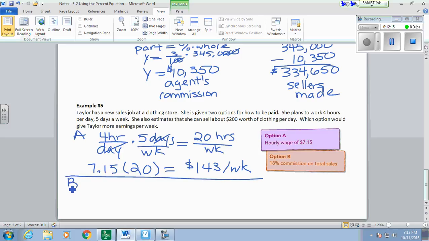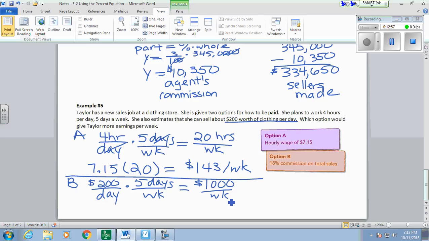Option B says that she can just get an 18% commission on her total sales. Well, if she sells $200 worth of clothing per day and she works 5 days a week, she first needs to figure out that $200 per day is what she estimates she can sell, times her 5 days per week would give her $1,000 per week. Now that's not what she gets to earn. That's what the store has in their register. The store would have $1,000 in the register, and out of that $1,000, the store would now pay her her commission.